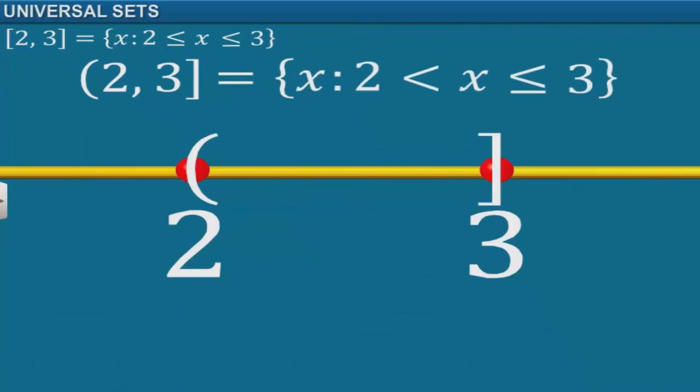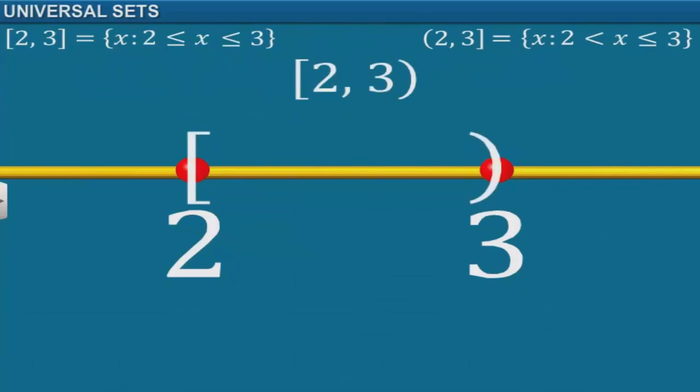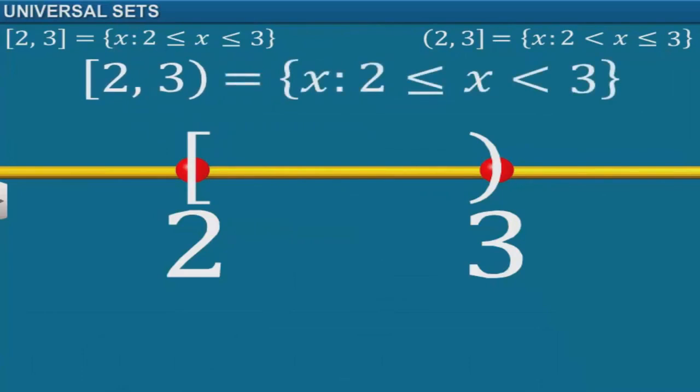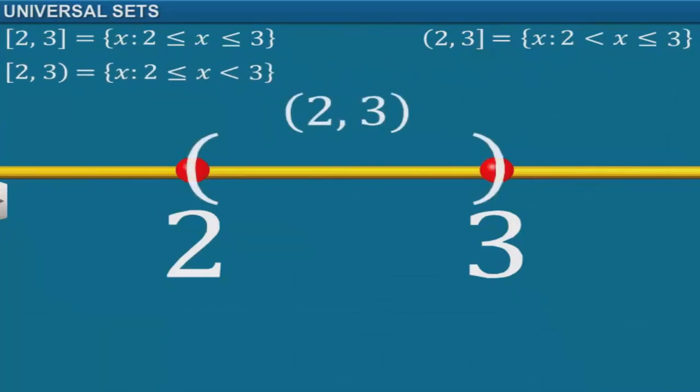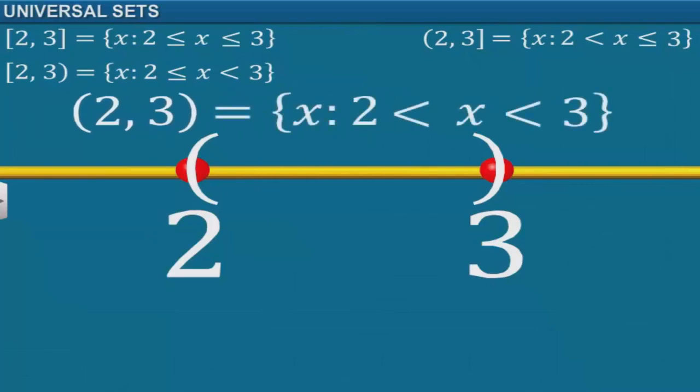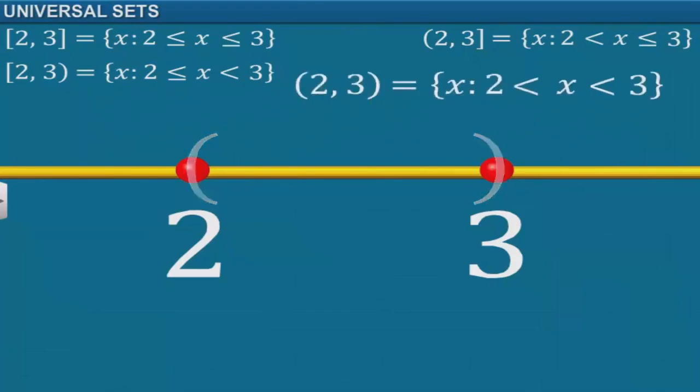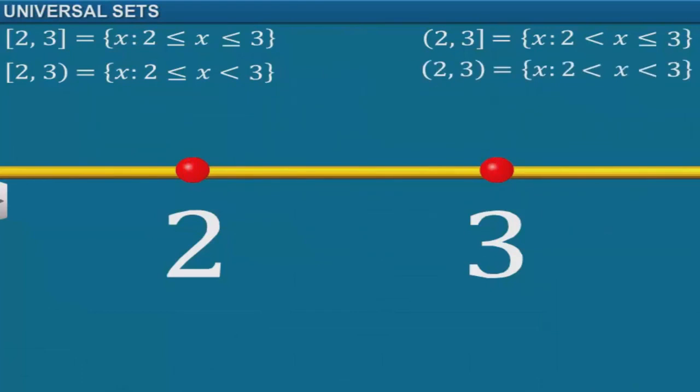The third interval is all the numbers within the interval 2 and 3, excluding 3. This interval is represented in the set builder form as shown. The fourth interval is all the numbers within the interval 2 and 3, excluding 2 and 3. This interval is represented in the set builder form as shown. Of these sets, the set including the numbers 2 and 3 contains the greatest number of elements. With the observation, we can define some sets of real numbers.